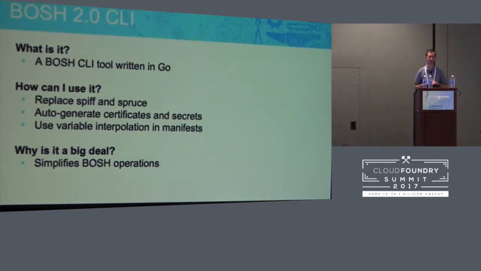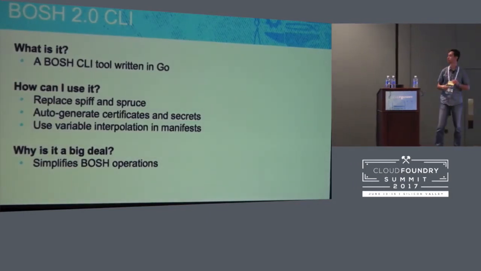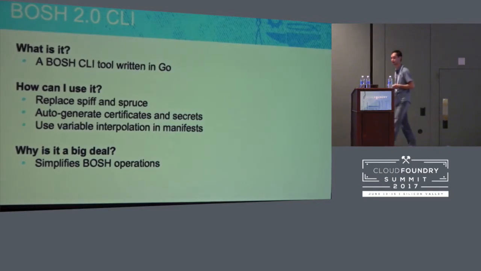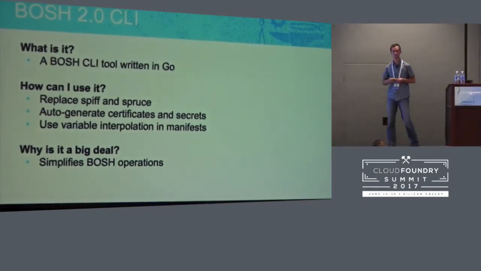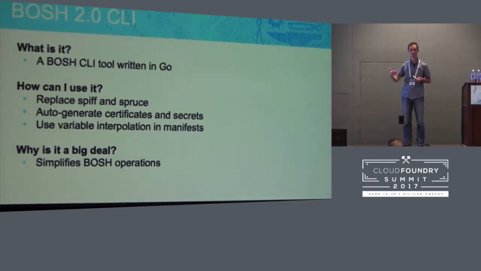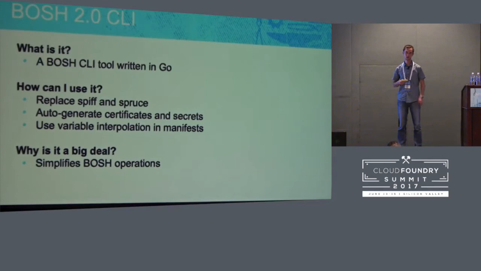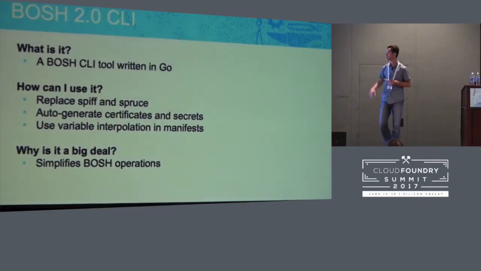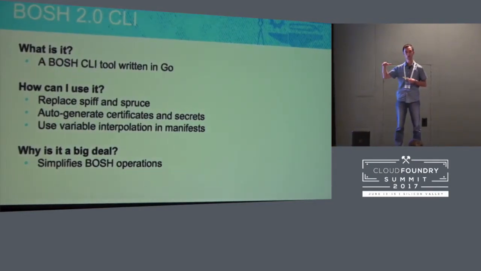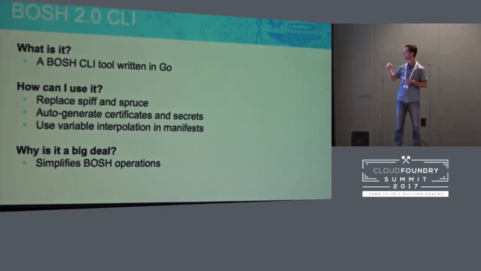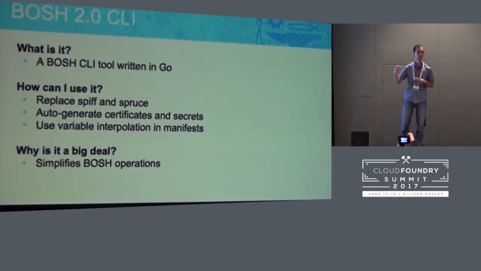This is my favorite one. This is the BOSH 2 CLI that is written in Go. When I first read about it, I thought, okay, what is the big deal of rewriting the BOSH CLI from Ruby to Go? But when I did hands-on work with this technology, I understood that it is completely right, with a separate set of features. It allows you to substitute tools for merging manifests like Spiff and Spruce with the native CLI, so you don't need a separate tool to merge several parts of manifests together.